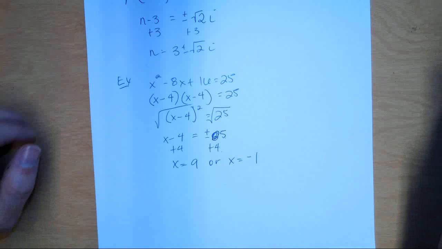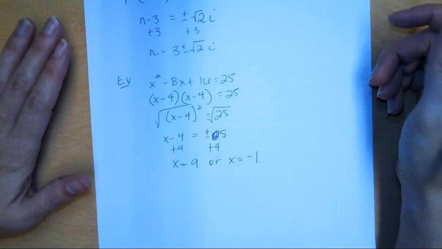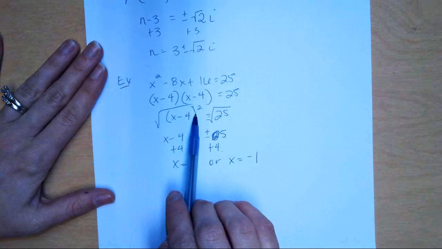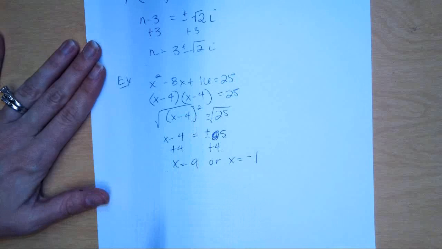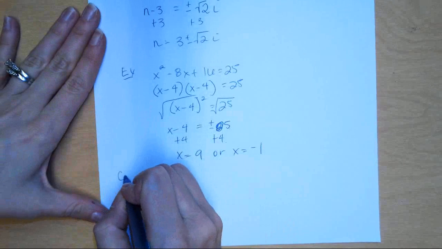Okay, now what happens if we have something that's not quite set up so nicely? So this one was set up great because it factored to x minus 4 squared. It factored to something squared. But a lot of times it'll factor to something like x minus 8x plus 5, and those aren't the same, right? So we have to somehow set it up. So, process for completing the square.